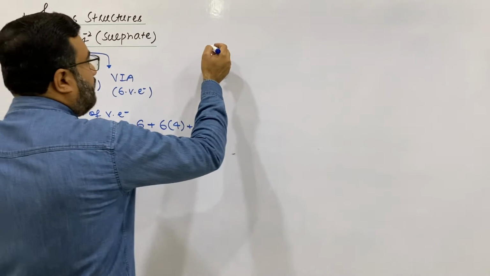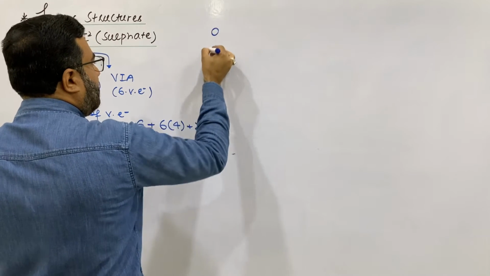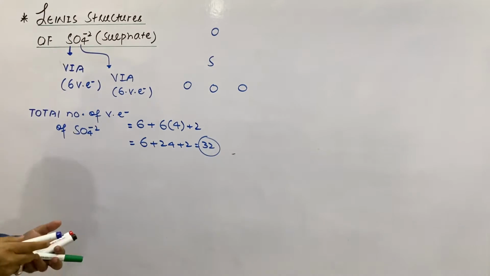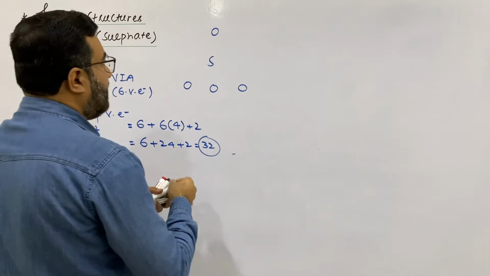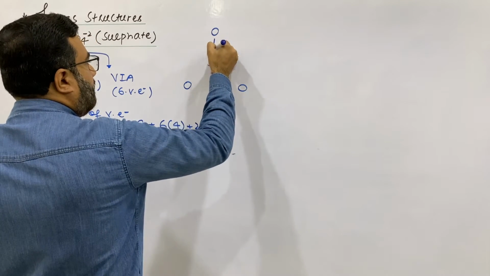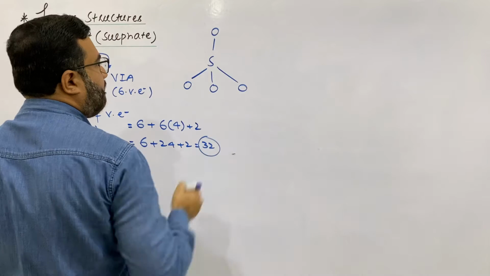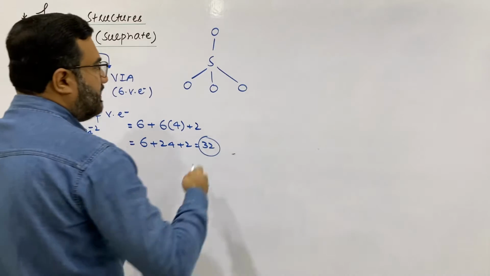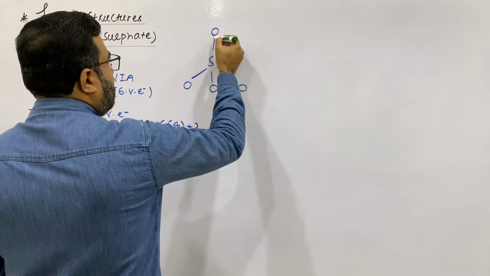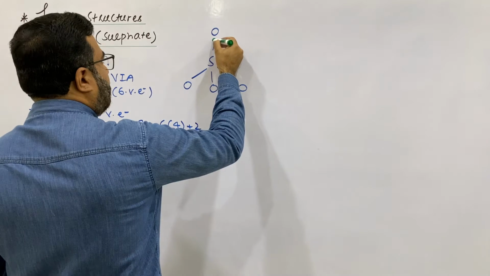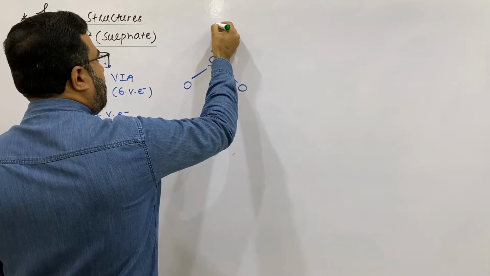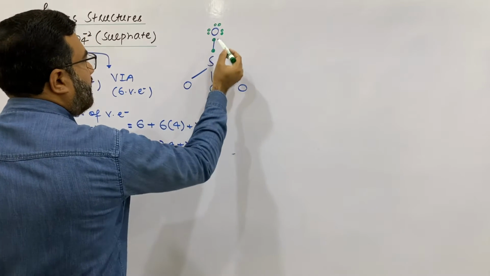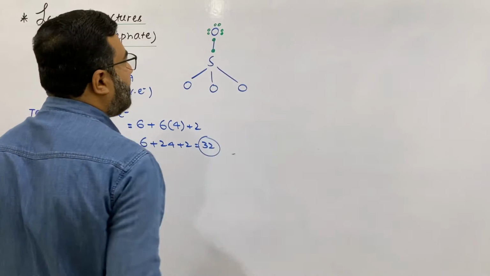The next step is to draw the skeletal formula. This one is the skeletal formula of the sulfate, and join all the atoms through single bonds. Now, by using these 32 electrons, we will complete the octet of all the atoms in it. Oxygen has 2 electrons in the form of a bond pair, so in order to complete its octet, it must have 3 lone pairs of electrons. So total 1, 2, 3, 4, 5, 6, 7, 8. It will get 8 electrons.